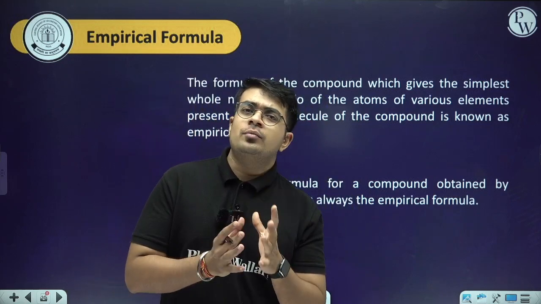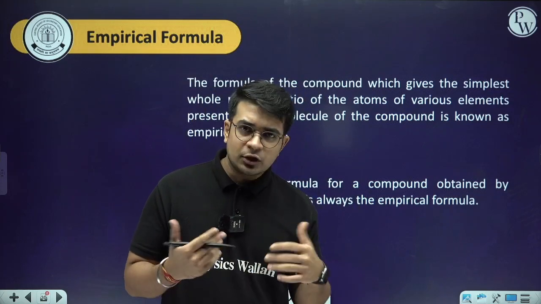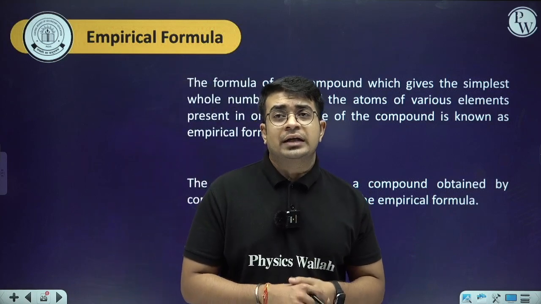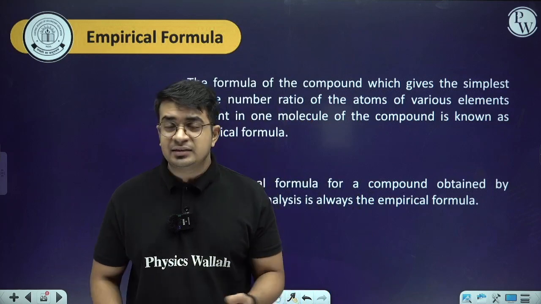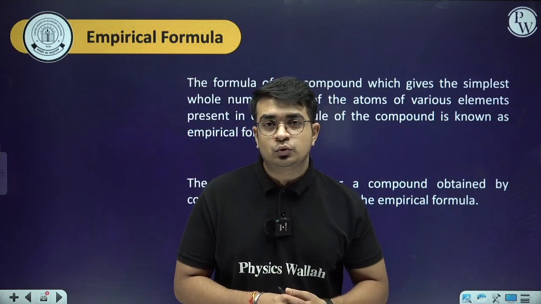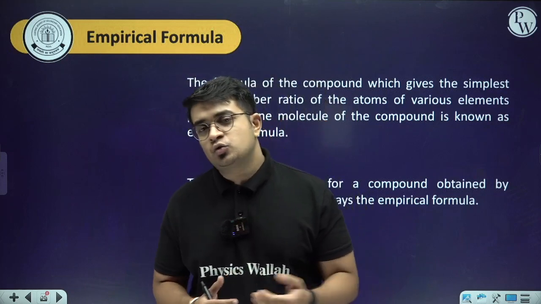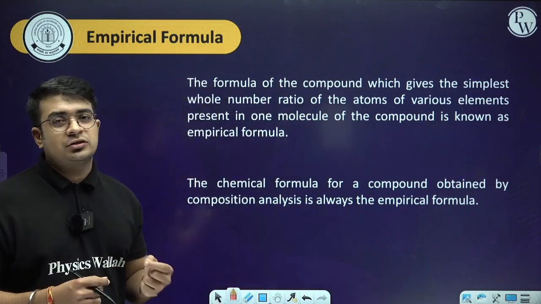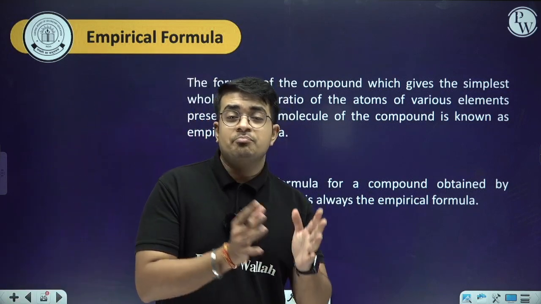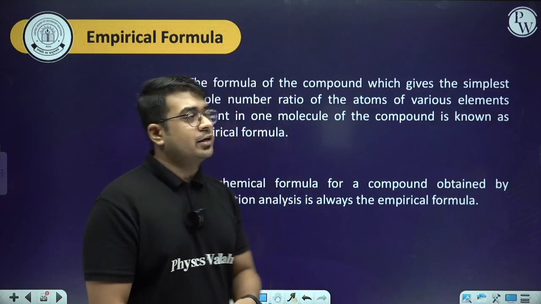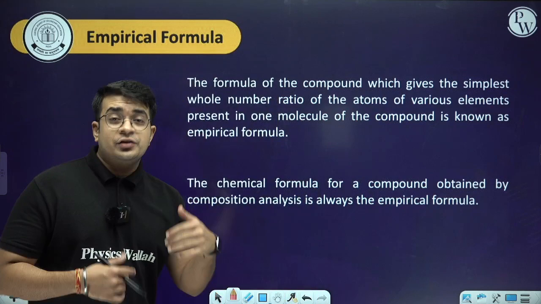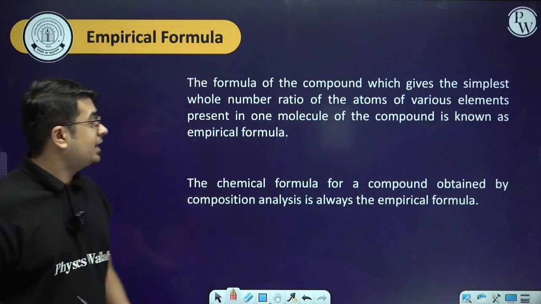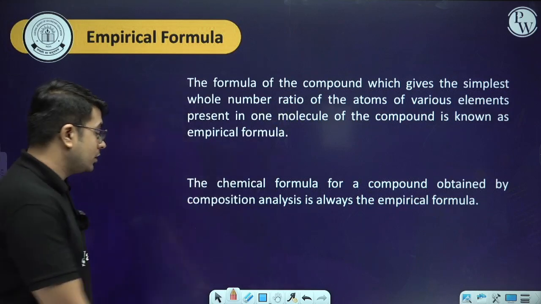So, whenever we talk about any type of formula, we have different molecules, and they have different types of formulas. Water H2O, ethane C2H6, ethene C2H4, ethyne C2H2, methane CH4, hydrogen peroxide H2O2, benzene C6H6. But the empirical formula talks about the formula which is derived after taking the minimum ratio between each type of atom. So, I can say it is the formula of a particular compound which gives the simplest whole number ratio of the atoms of various elements present in one molecule of that compound.